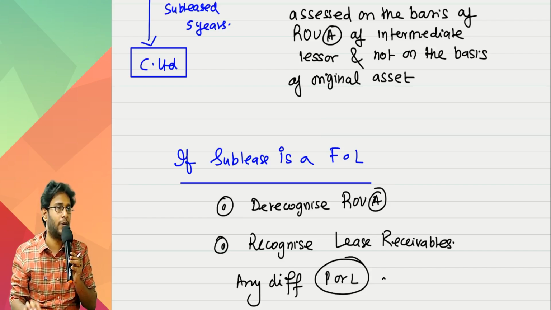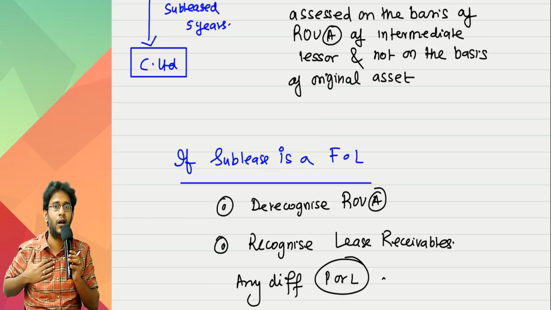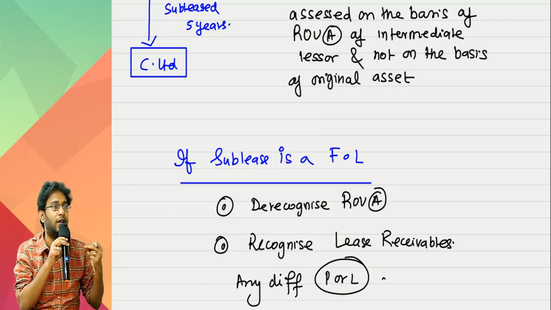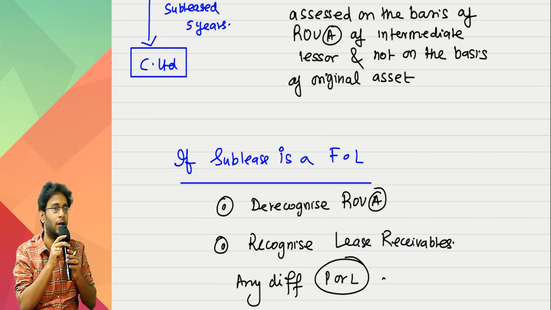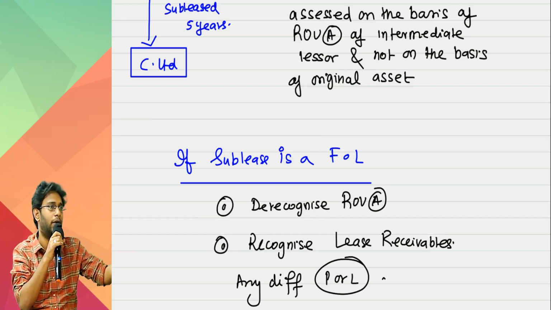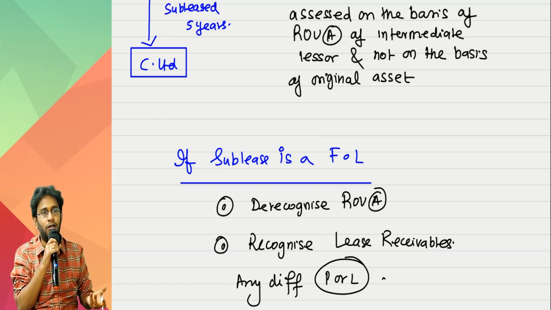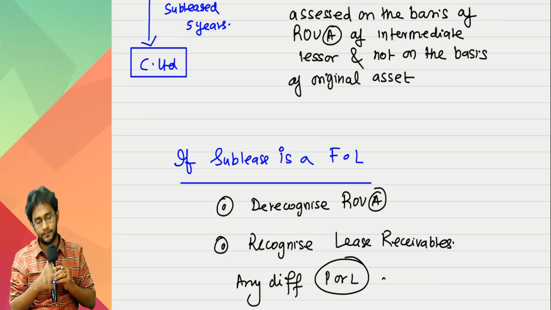Lease receivables is coming. Effectively, if you see this fellow's balance sheet, asset side lease receivables, liability side lease liability. Both will be there. He will receive lease rent here, he will pay it here. That's exactly what he is doing now. So the balance sheet also will look like that.